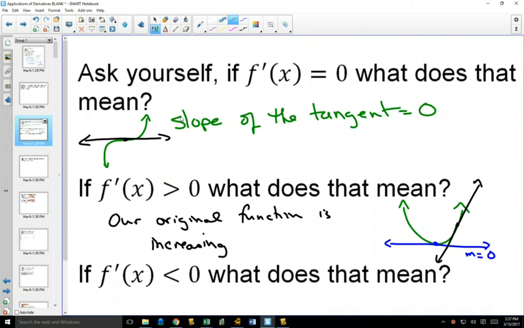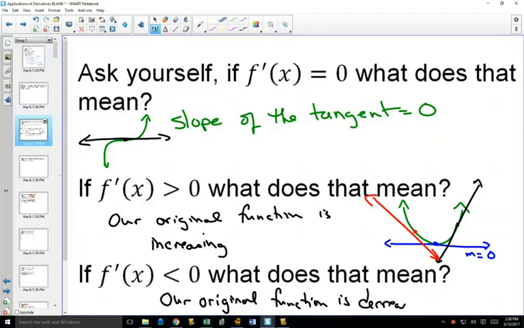And what does it mean if our tangents are negative? Well, can you see that any point I put along here will have a slope that's negative? And what does that mean? That means our original function is decreasing. So our slopes can tell us where we have a maximum or a minimum. It will also tell us where our original function is increasing and decreasing. So that too will help us draw our sketches of graphs more accurately.